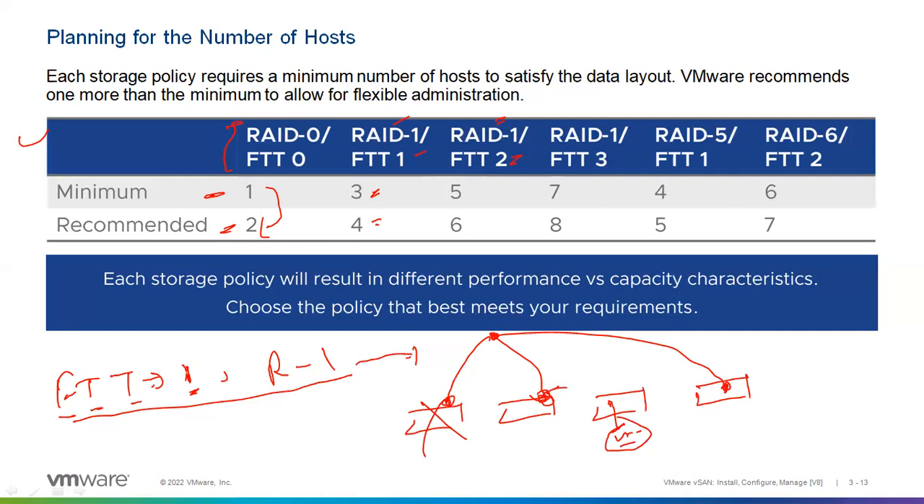FTT2 means we are maintaining 2 node failures in parallel. We require a minimum of 5 nodes, recommended 6. Again, RAID 1 with FTT3 means we are planning for 3 nodes failing simultaneously, but people actually don't go with it because of a lot of capacity loss. Then RAID 5 or RAID 6. So these are the different sets of policies we can apply, and on the basis of that, we can do a rough, high level calculation based on the customer's capacity requirement.